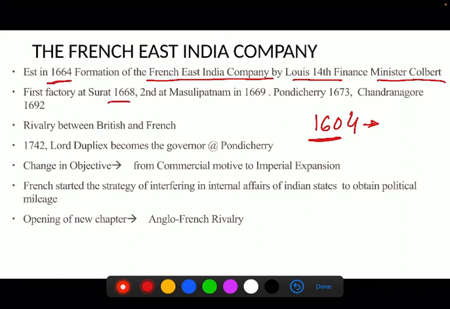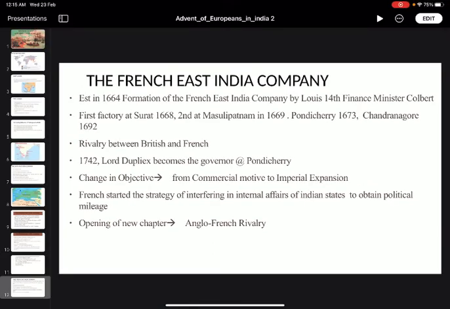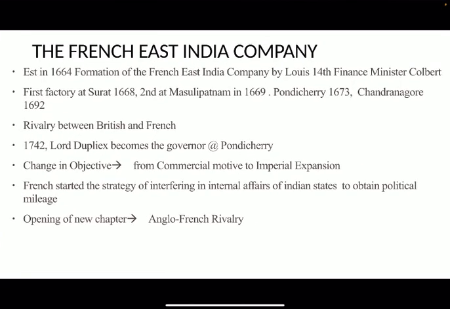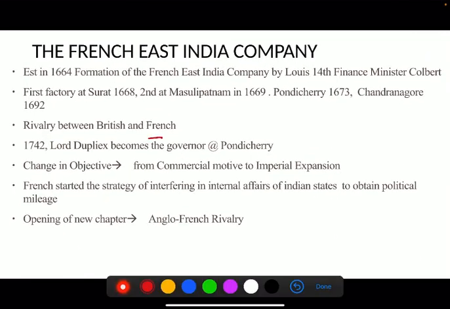So finally in 1664, the French East India Company was formed by Colbert, the finance minister of Louis XIV. They established their first factory at Surat, the second at Masulipatnam in 1669, then in 1673 Pondicherry, and in 1692 Chandernagore. Rivalry started developing between the British and the French. What is the reason? The reason is very simple: two swords cannot stay in one sheath. These are two European powers, and both wanted to do trade at the same time, so definitely one wants to eliminate the other.